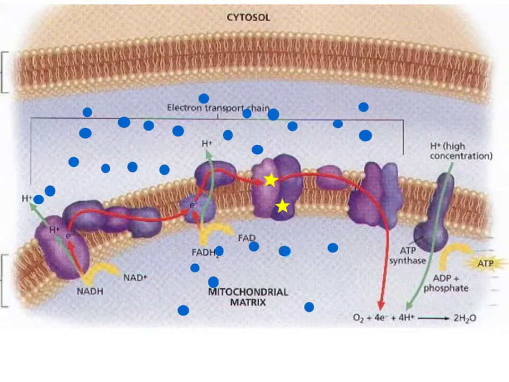Cytochrome C pulls the electrons one at a time from the cytochrome BC1 complex to the cytochrome oxidase complex. As the electrons travel from the cytochrome BC1 complex, 2 more hydrogens are pumped from the matrix into the inner membrane space.